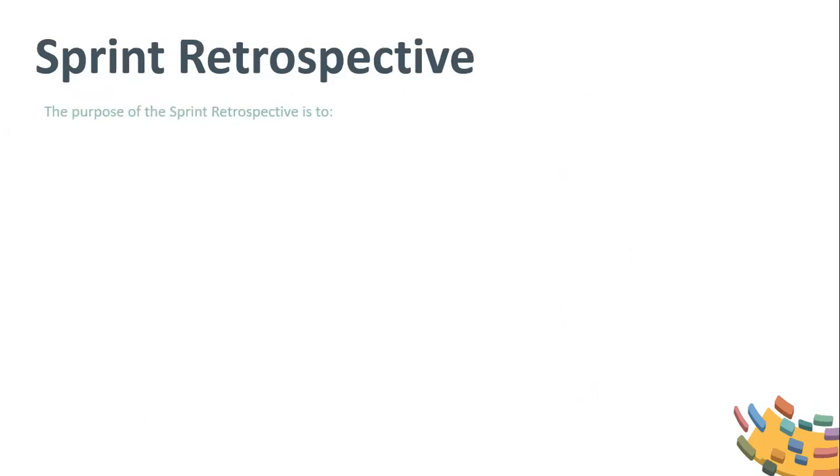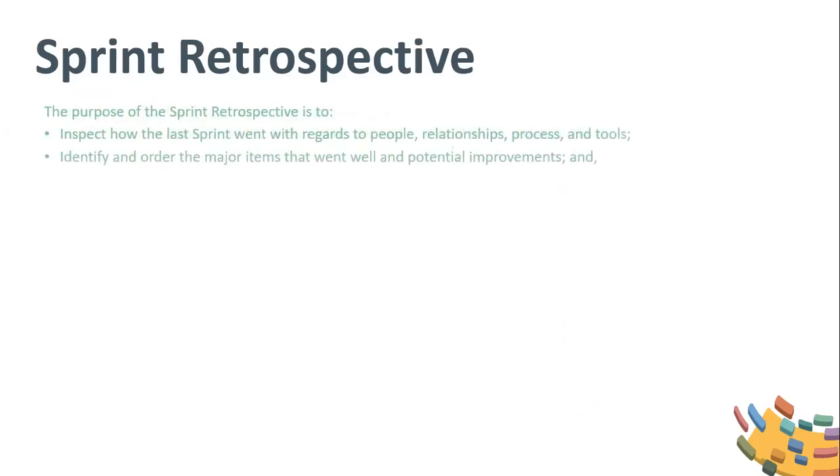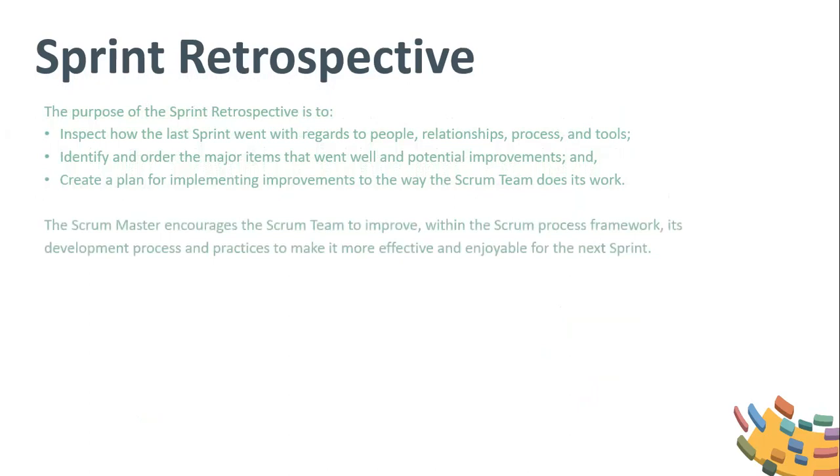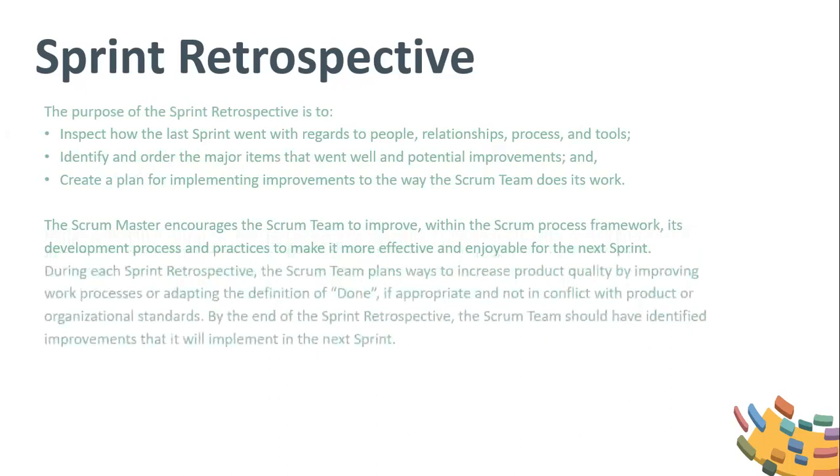The purpose of the sprint retrospective is to inspect how the last sprint went with regards to people, relationships, process, and tools. Identify and order the major items that went well and potential improvements, and create a plan for implementing improvements to the way the Scrum team does its work. The Scrum Master encourages the Scrum team to improve within the Scrum process framework, its development process and practices to make it more effective and enjoyable for the next sprint.